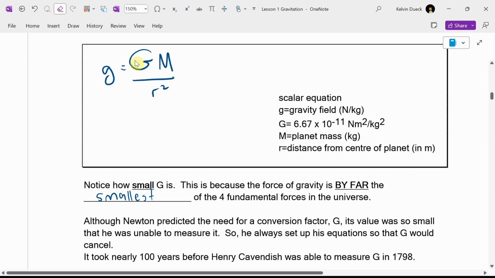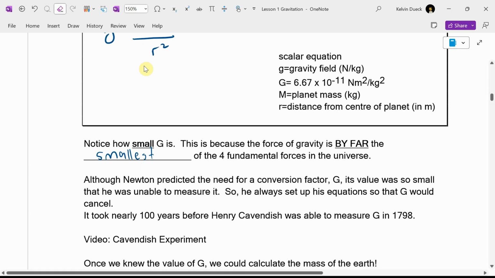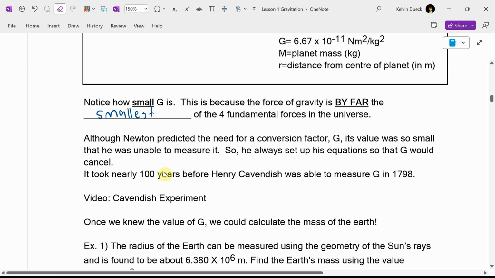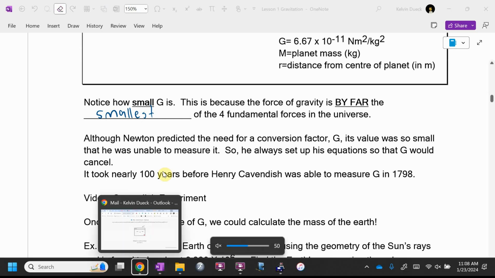Now, Newton predicted the need for this big G, 6.67 times 10 to the negative 11, but he couldn't come up with an experiment to measure it. So he set all of his equations up so that the big G's would cancel. It took nearly 100 years before Henry Cavendish was able to measure big G. He did it in 1798. We call this the Cavendish experiment. It was a very, very clever experiment.